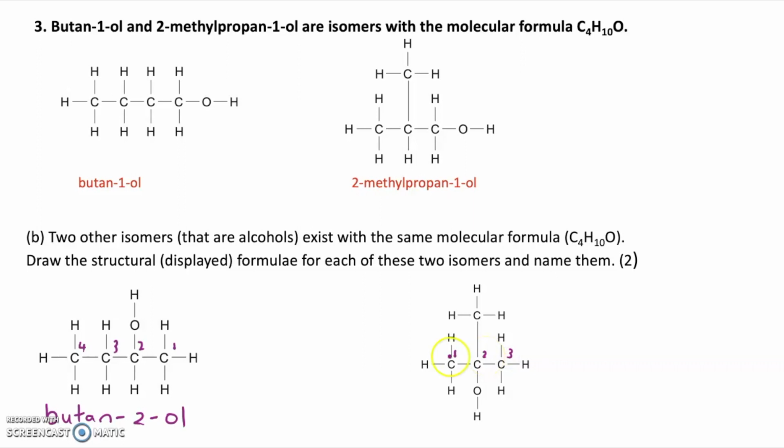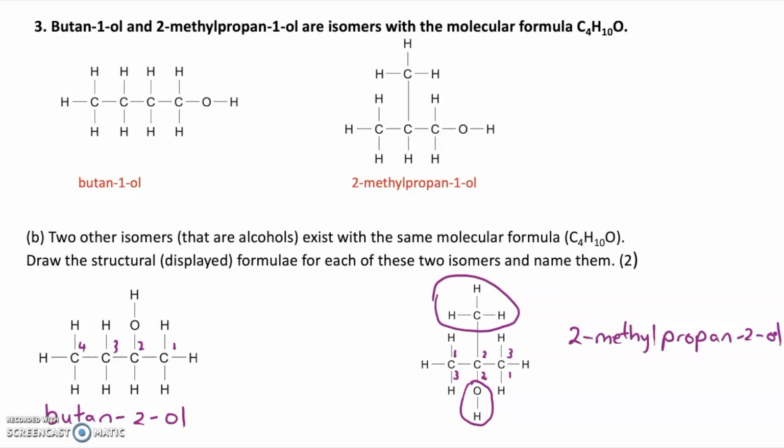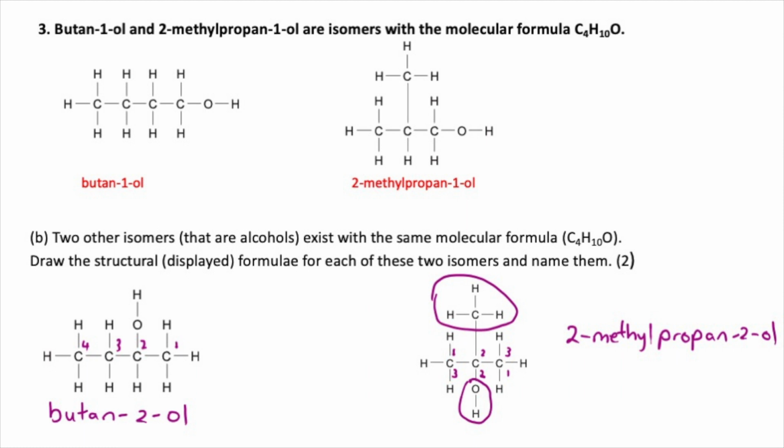And then for my next isomer, I'm going to number the longest carbon chain, and the longest continuous chain has 3 carbons in it. Now this time we have a CH3 group, a methyl group, and an OH group on carbon 2, and it doesn't matter if we number them left to right or right to left, they're still on carbon 2. So this is called 2-methyl propan-2-ol, and it's called propan-2-ol because the OH group is on carbon 2, and it's called 2-methyl because we have a CH3 group on carbon 2. There's 1 mark here for getting both structures drawn correctly and 1 mark for naming them correctly. So it's a 2-mark question.